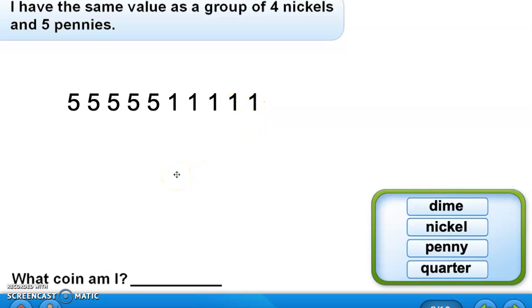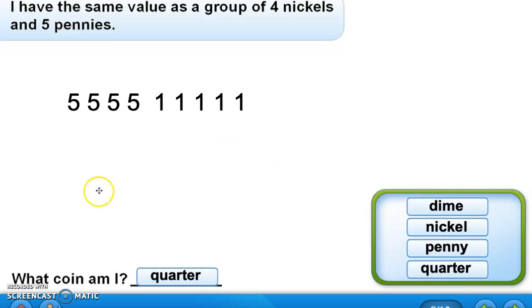So, I made 1 nickel too many. So let's try that again. 5, 10, 15, 20, 21, 22, 23, 24, 25. Okay, so 4 nickels and 5 pennies we know is 25 cents. So the coin that represents 25 cents is the quarter. Okay, so 1 quarter would be the same value as 4 nickels and 5 pennies.